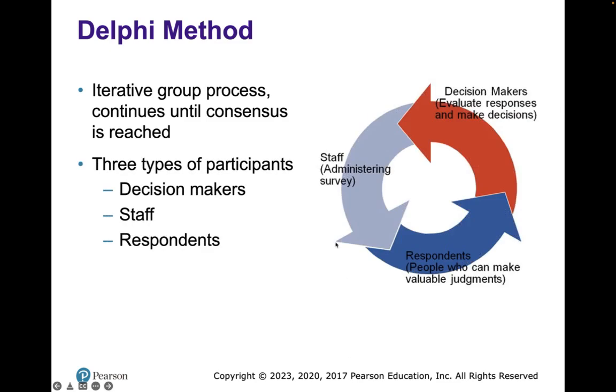So again, in this method, one thing you can already see is that you have more participants than just the experts. Okay, we actually have 3 participants. So we have the decision makers, and they're the ones that actually evaluate all the data that comes in. We have the staff that sort of administer the survey or the data. And then the respondents. In this case, the respondents are the experts. They're the ones that are going to make some sort of decision.